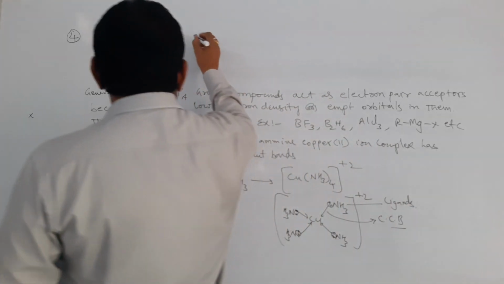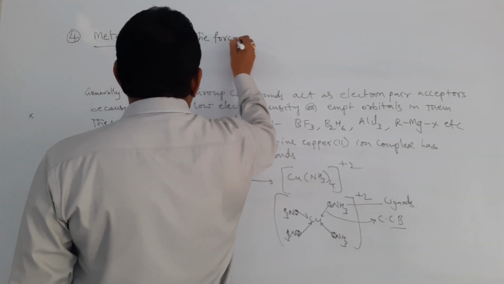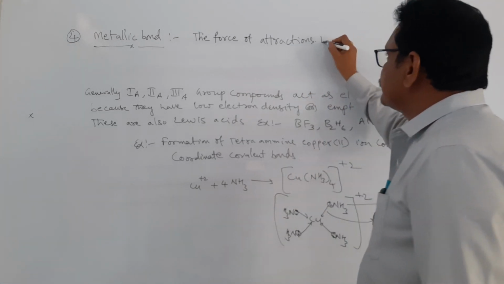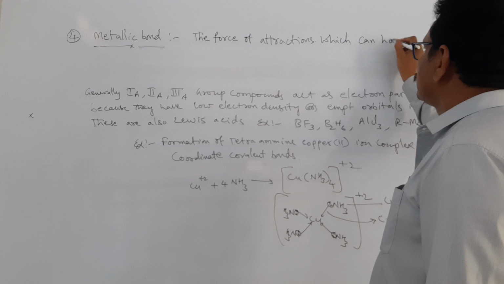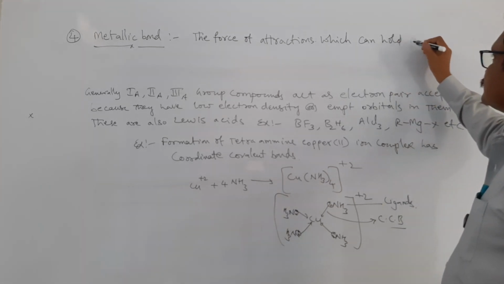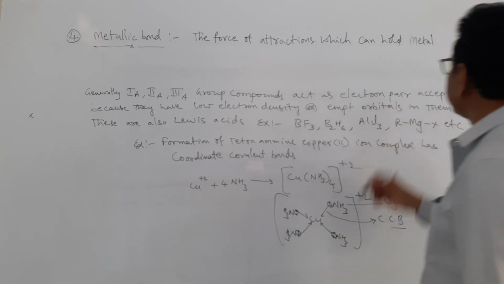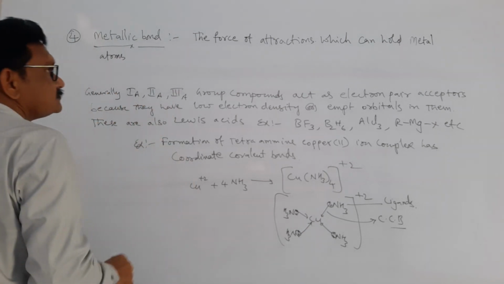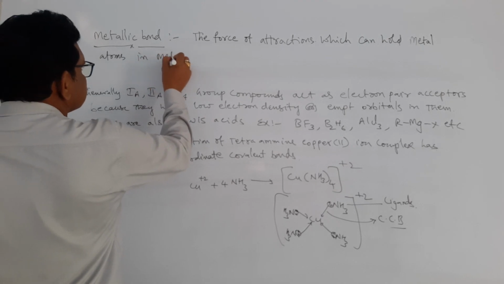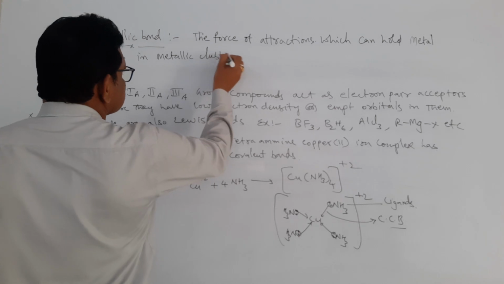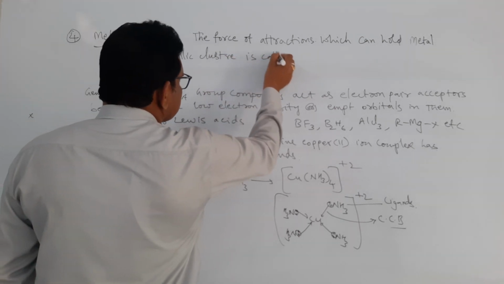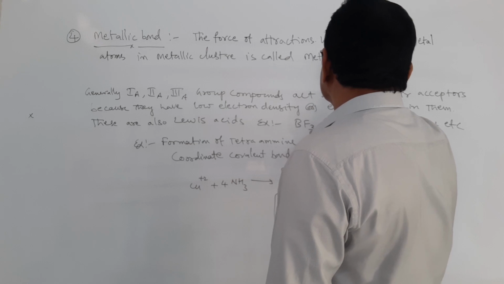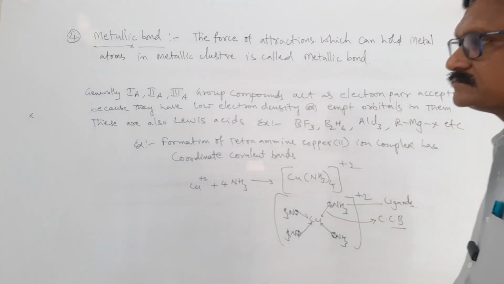Okay, so you write down. It's very simple. Write down: the force of attraction which can hold metal atoms in a metallic cluster, that force of attraction, is called metallic bond. A simple one.